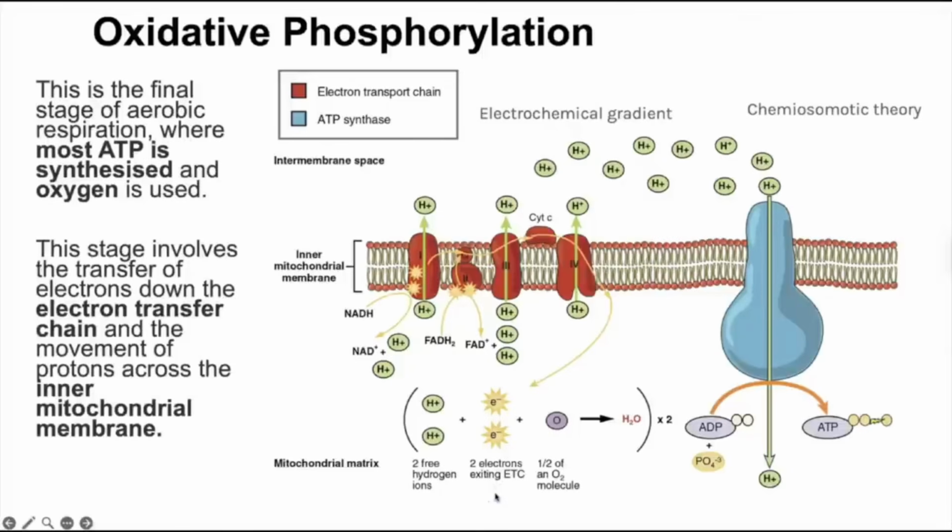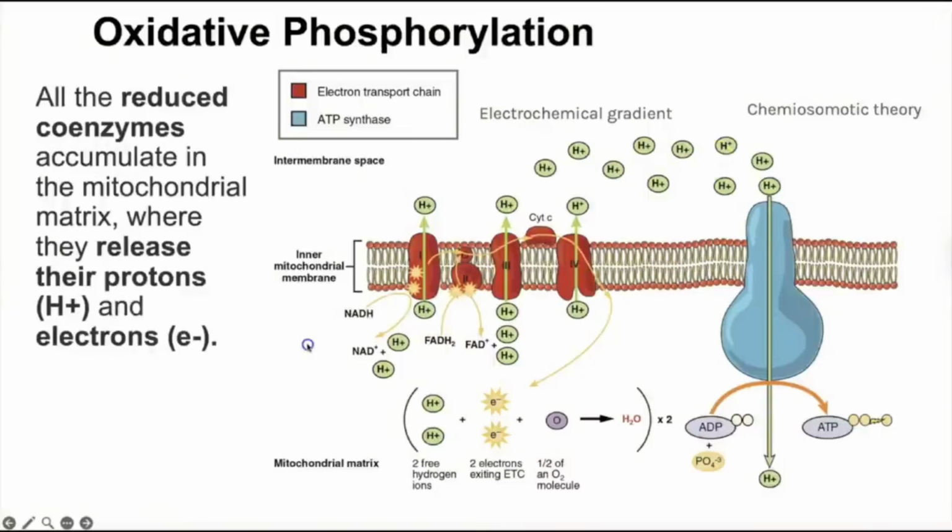So the final stage is oxidative phosphorylation. And this is when most of the ATP is made, because so far we've only made 4, a net gain of 4, which is not enough for metabolism. And this stage involves the transfer of electrons and the movement of those electrons along that inner mitochondrial membrane and the protons moving across.